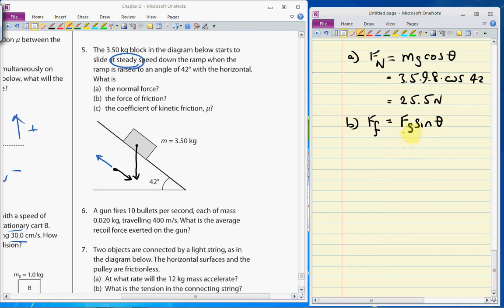Solving for Fg sine theta, mg sine theta. We know m, 3.5. We know g, 9.8. We know sine theta, 42 degrees. We will get 23 newtons force of friction. The coefficient of kinetic friction, because it is moving, mu is equal to the force of friction divided by Fn. We have those two numbers. We get 0.9 overall. There's no units, just a number.